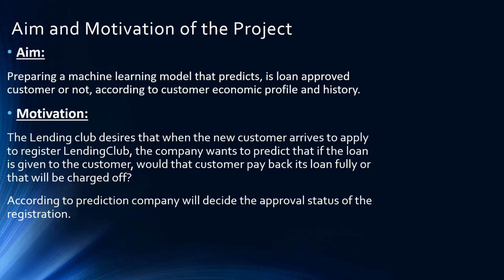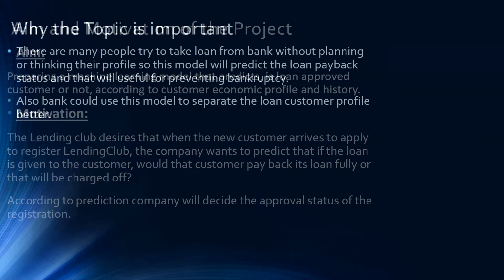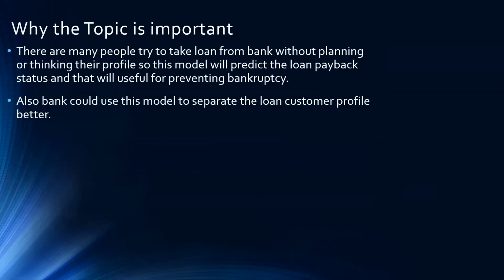According to the prediction of our machine learning model, the company will decide the approval status of the loan. So why is the topic important in our case? There are two cases, actually. There are many people who try to take a loan from a bank without planning their economic financial profile. So this model will predict the loan payback status, and that will be useful for preventing bankruptcy for people. Also, the bank could use this model to separate the loan customer profiles better. We thought like that.